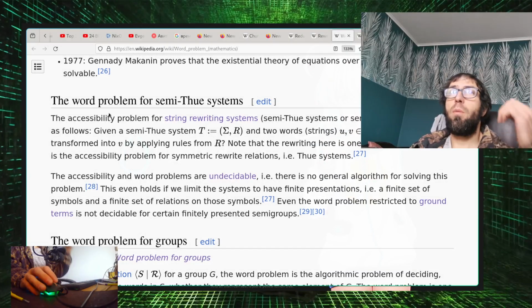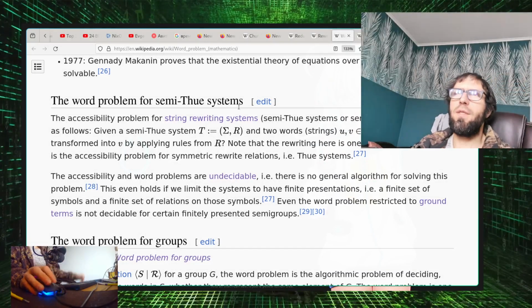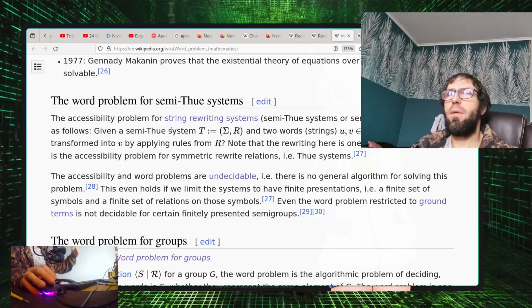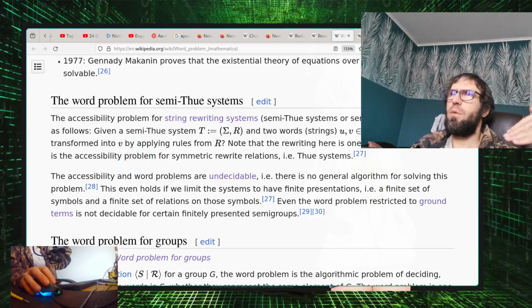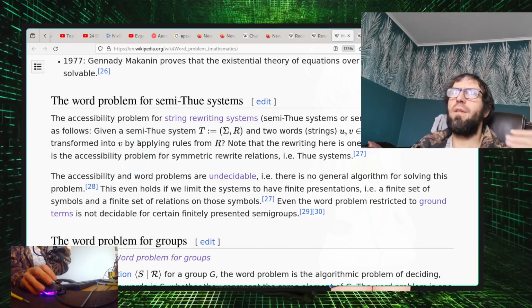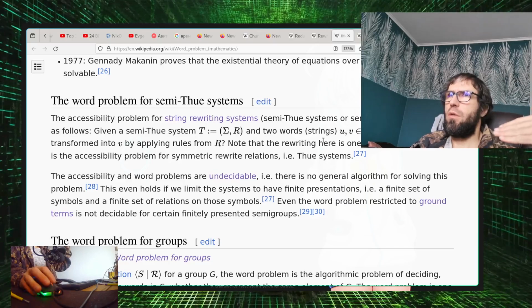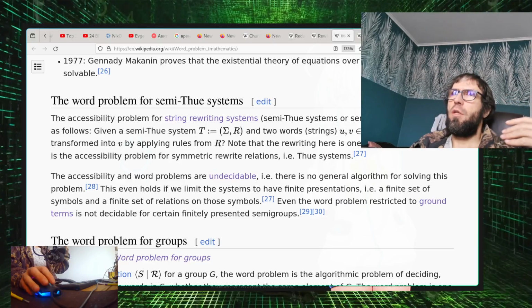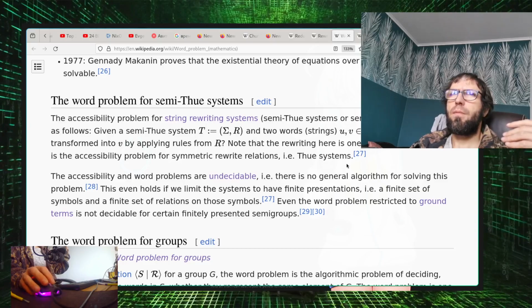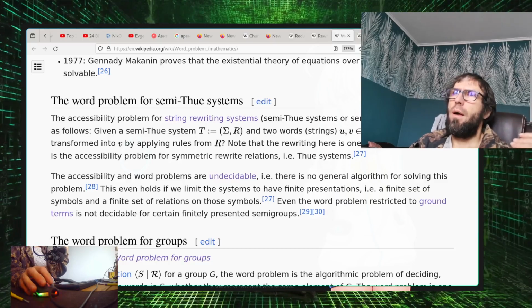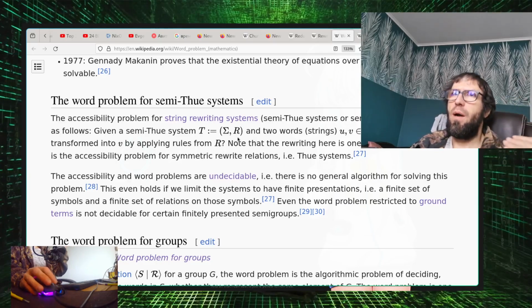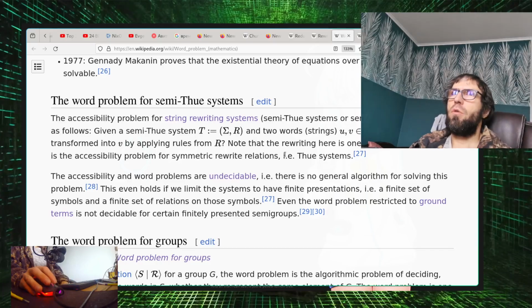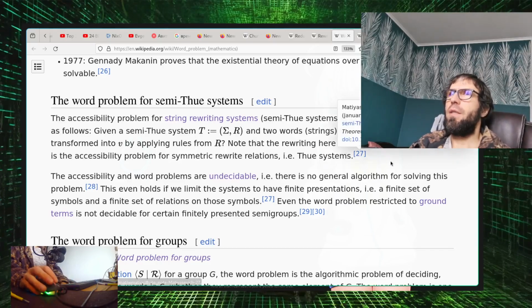The word problem also exists for semi-Thue systems. The accessibility problem for string rewriting systems, or semi-Thue systems, or semigroups, can be stated as follows. Given a semi-Thue system G and two words, so two strings, which belong to this system, can U be transformed to D by applying rules from R? Note that the rewriting here is one-way.